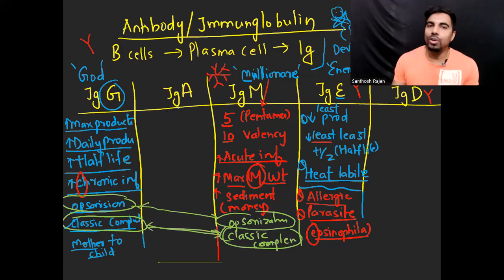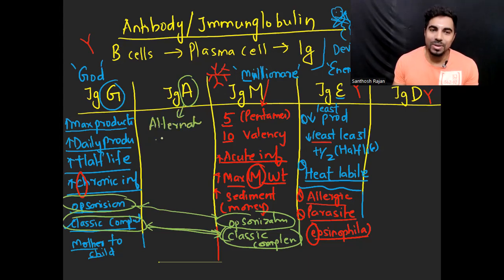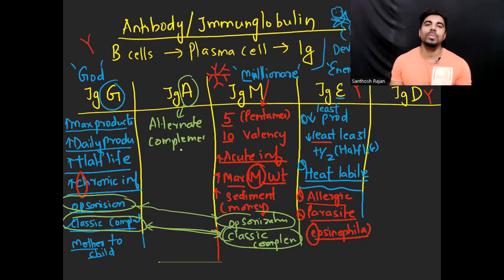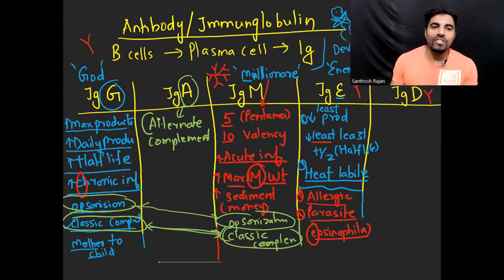Okay. Very easy. A for what? A for apple, A for alternate complement pathway. In the complement pathway, you know we have classical, alternate, and one mannose binding lectin pathway, but the two important ones are these two. So A is for alternate pathway, and classical is for God and millionaire, M. Remember that. And one more thing, IgA is usually present in any secretion.